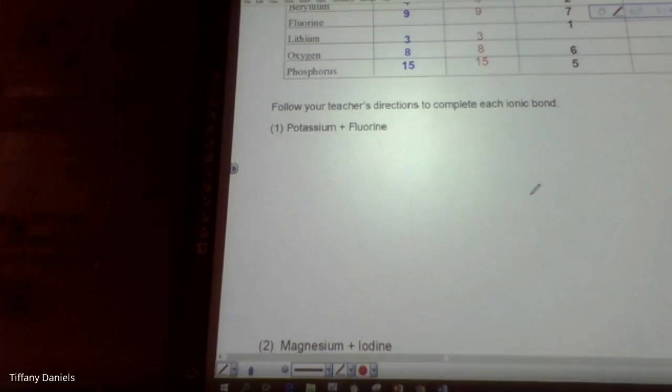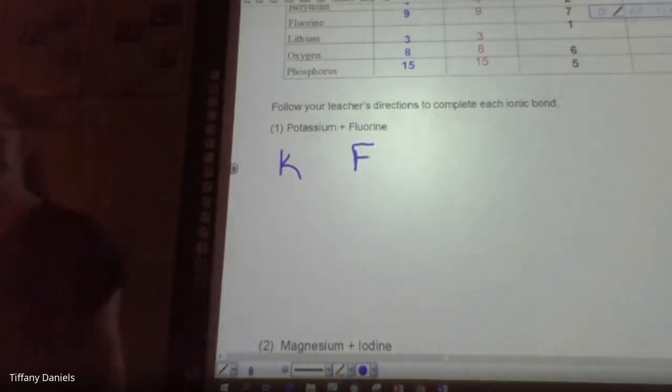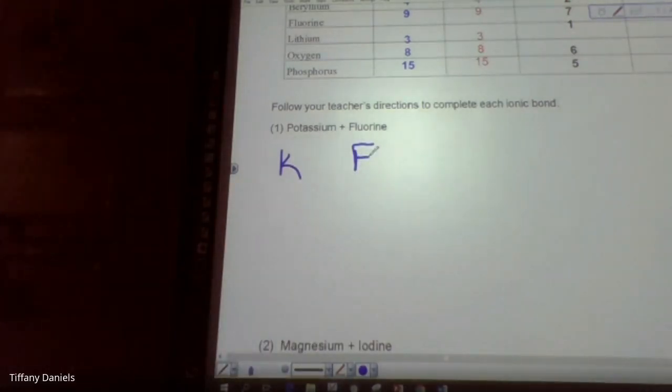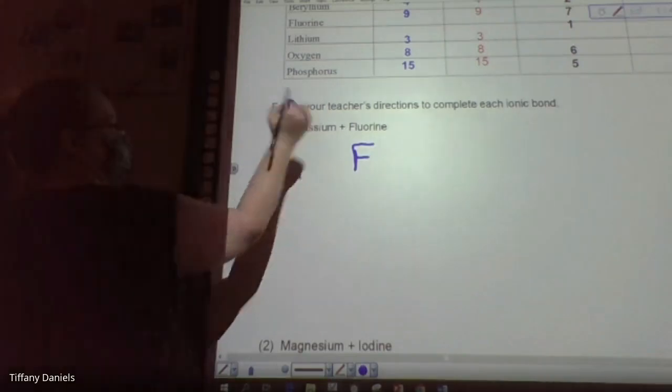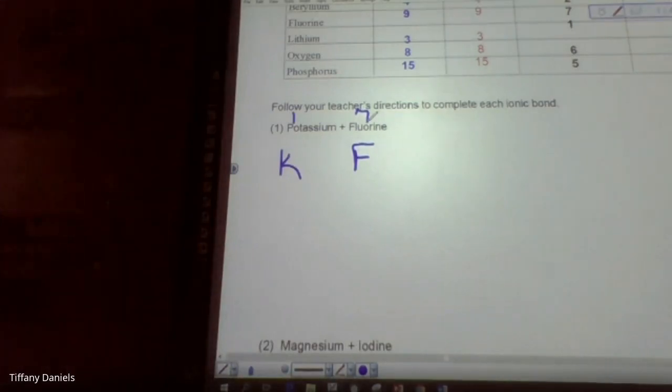Okay. Does anybody remember what the first step is? You gotta draw it. But how do you know what to draw? Go ahead. Find out how many valence electrons they have. Okay. The first thing I like to do is write down the symbols. Potassium and fluorine. And then, how many valence electrons do they have? Potassium has 1, and fluorine has 7.